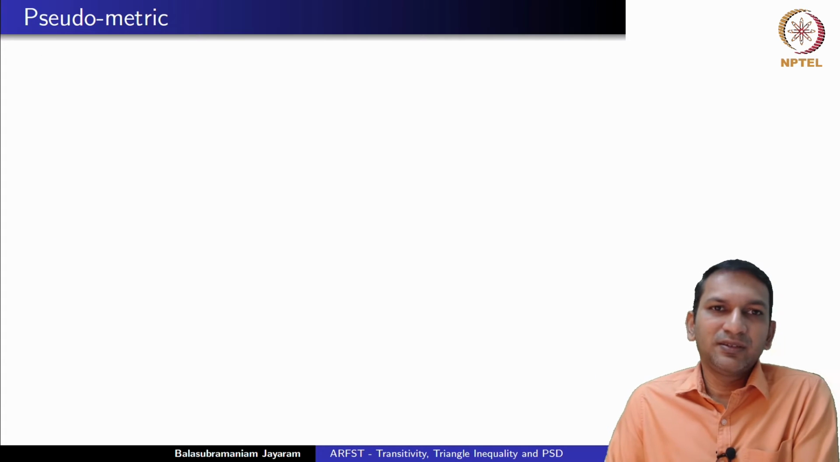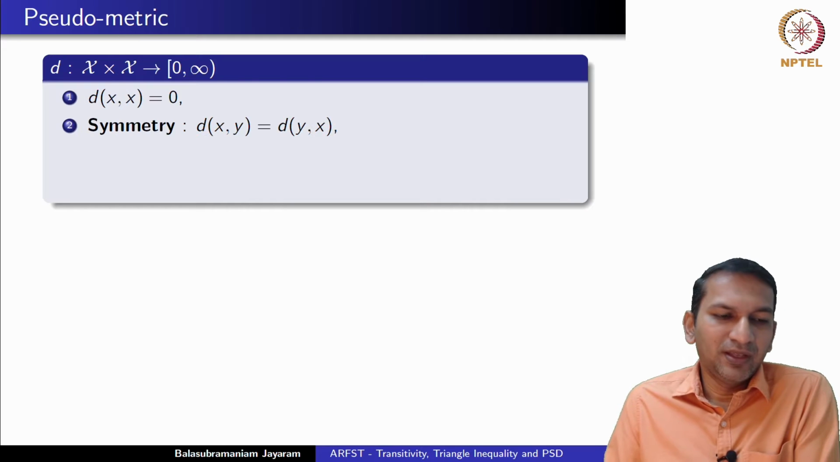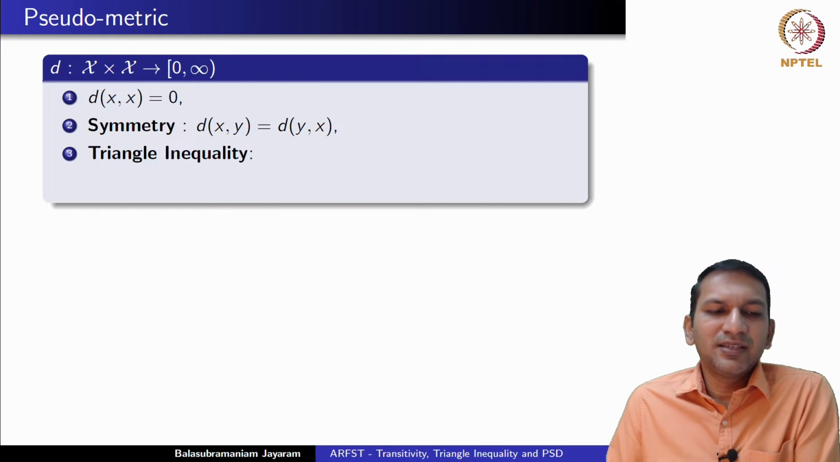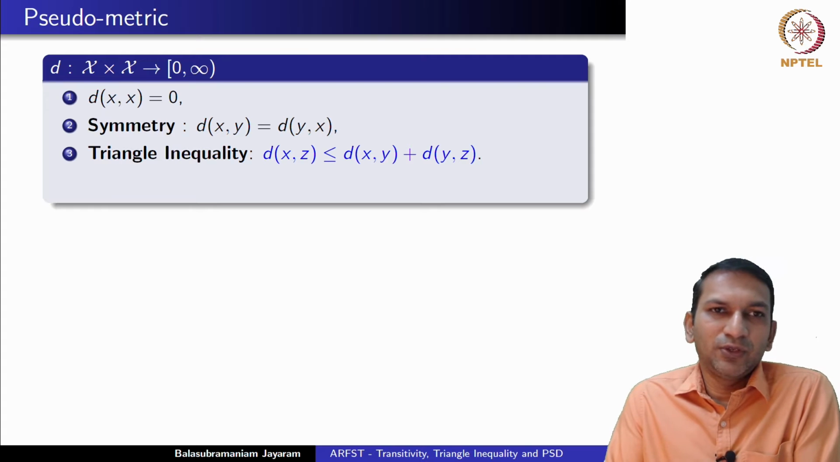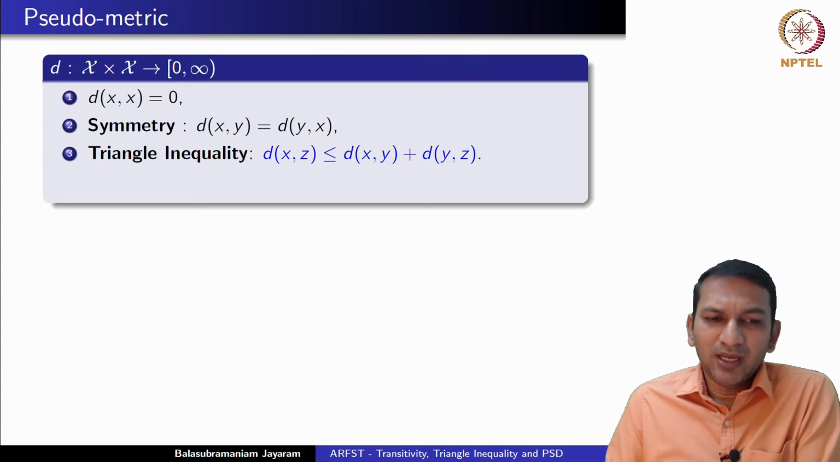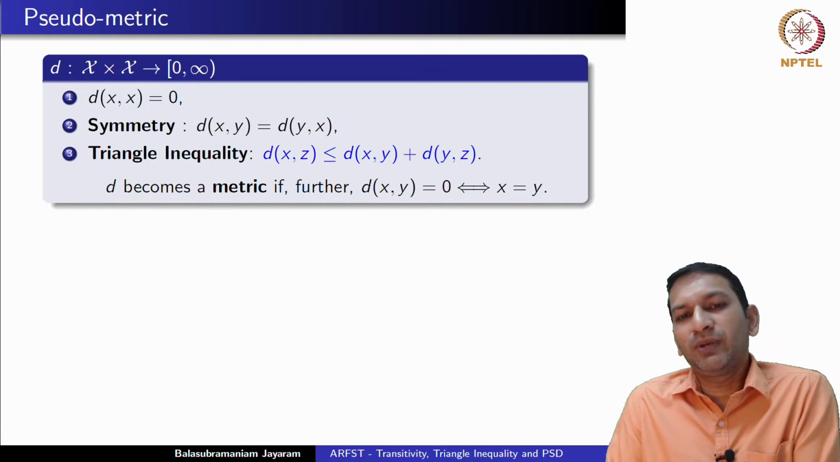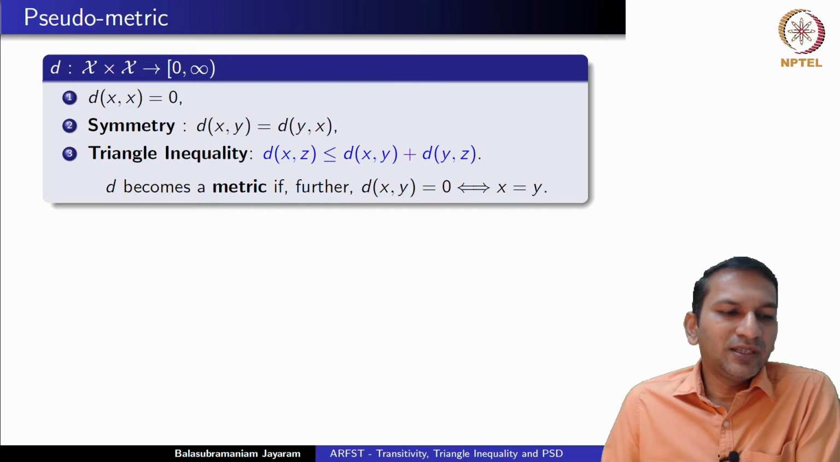What is a pseudo-metric? Many of us must already be aware of this. It's a function d from x cross x to 0 to infinity, such that d of xx is 0, it is symmetric and satisfies the triangle inequality. We know that metrics are typically used where you would like to use a distance function. So a pseudo-metric is defined by these three properties. A pseudo-metric becomes a metric if it further satisfies this property. That means d of xy is 0 if and only if x is equal to y. Now, note that this function d is actually from x cross x to R plus.